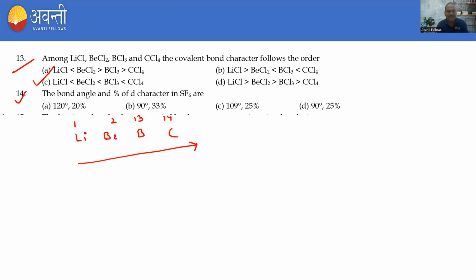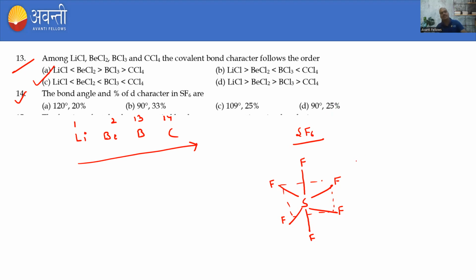That is the bond angle and the percentage of d character in SF6. So we all know SF6 has an octahedral structure. So let me draw the structure of SF6 as well. So this is the structure. This is S, this one, and this is again S-F. So this is the structure of SF6, right? So they are asking the percentage d character in SF6.